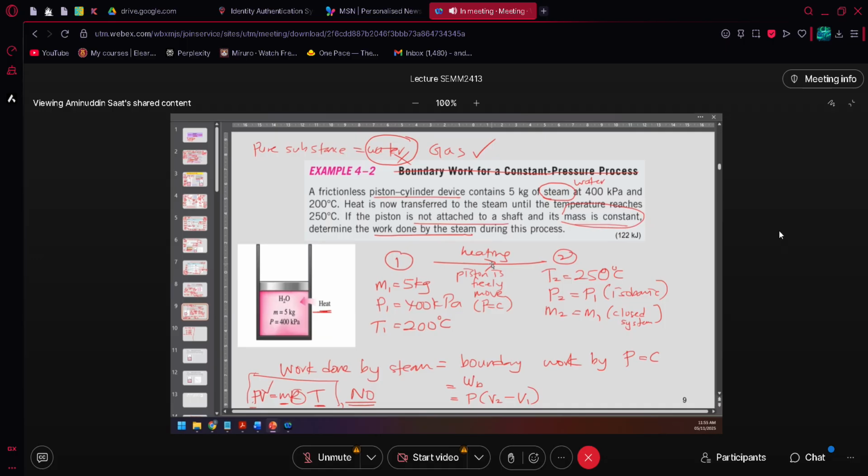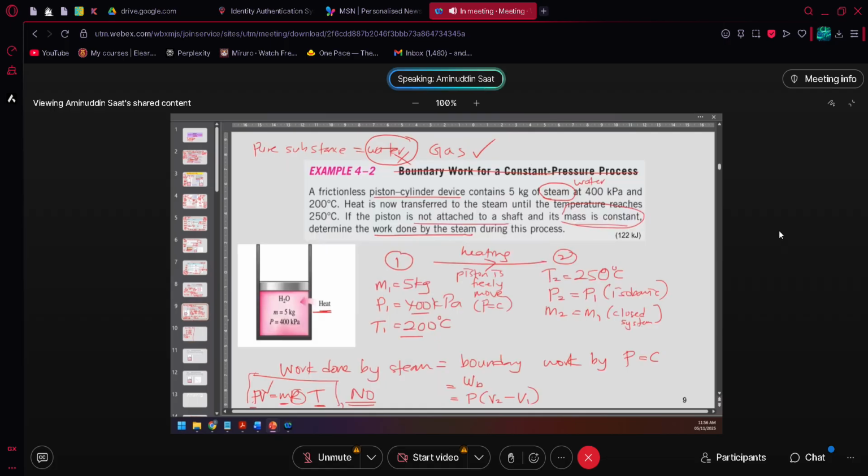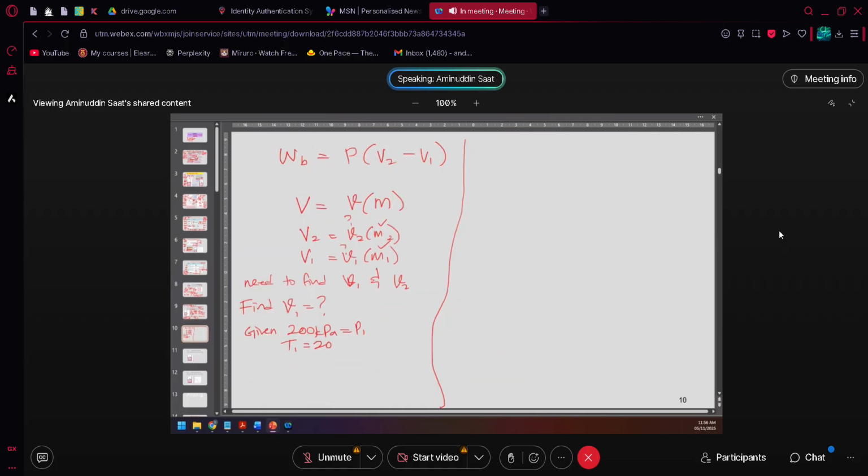First, we have the pressure at 400 and temperature 200. So find specific volume 1. Given 400 kilopascal for the pressure P1, and T1 is 200 degrees Celsius. How to find V1?